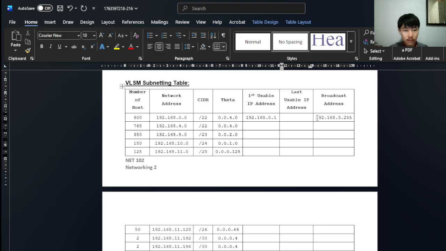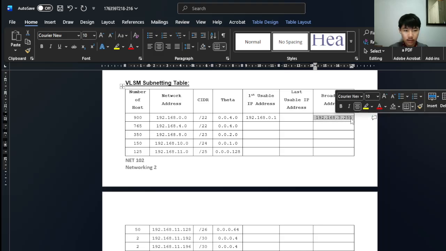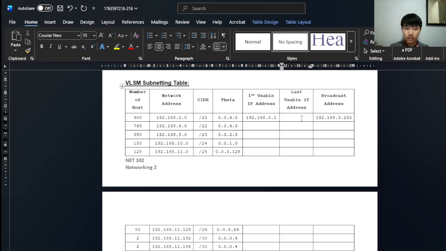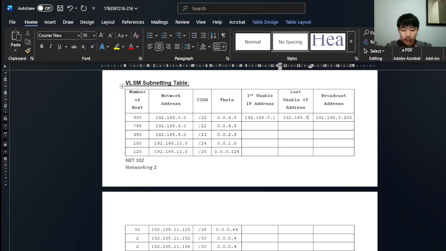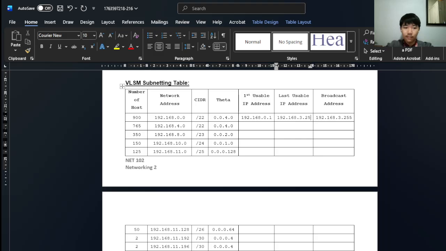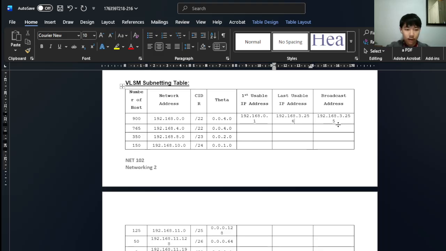So for the last usable address, just decrease the last value of the broadcast address. Just type 192.168.3.254.